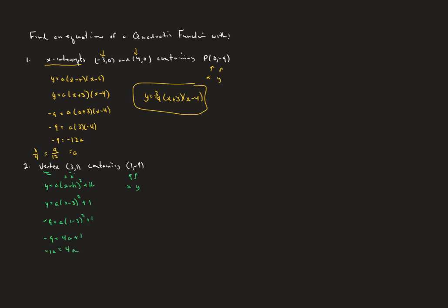Subtracting that 1 to the other side and then dividing by the 4 and reducing gets us a is negative 5/2. And so we get y equals, we know the a, the h again comes from our vertex, so we get negative 5/2 times x minus 3 squared plus 1. Very good. I think that should serve us well.